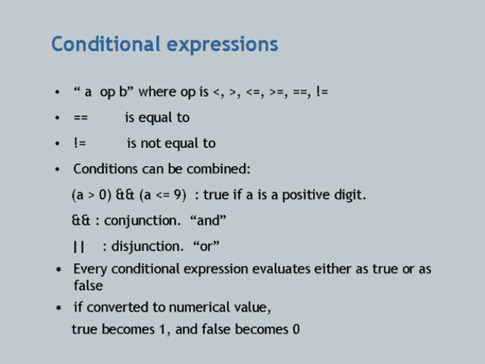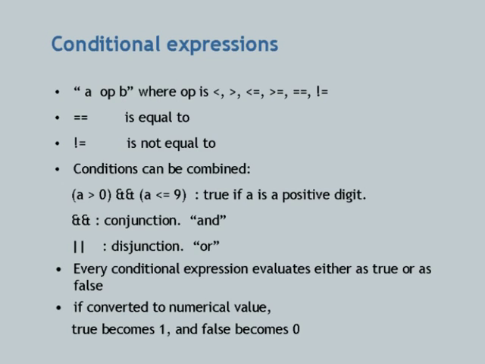However, since a relational condition actually forms a relational expression or a conditional expression, and every expression in C has a value, it is true that a relational expression will have a value true or false, but C permits you to use that expression as a part of an arithmetic expression also. When you do that, the true value converts to 1 and the false value converts to 0.